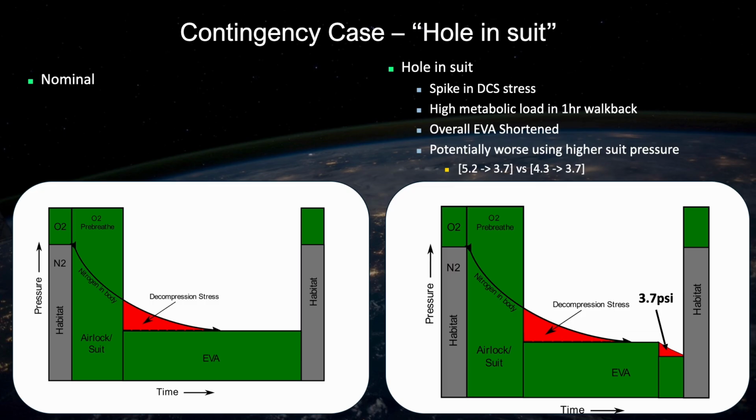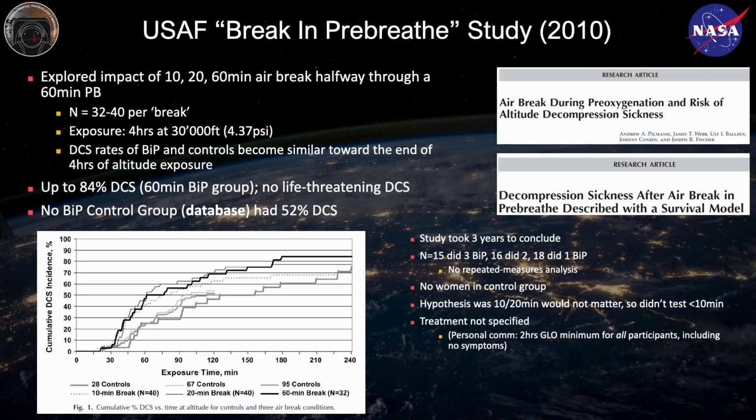Other things we need to look at are contingency cases. So we had this very nice graph, and then we have that red triangle disappear. But what if you have a hole in the suit, and now your suit partially depressurizes? Now you get another bump of decompression stress at the end when those bubbles are growing. So do you get bubbles skyrocketing or not? We don't know.